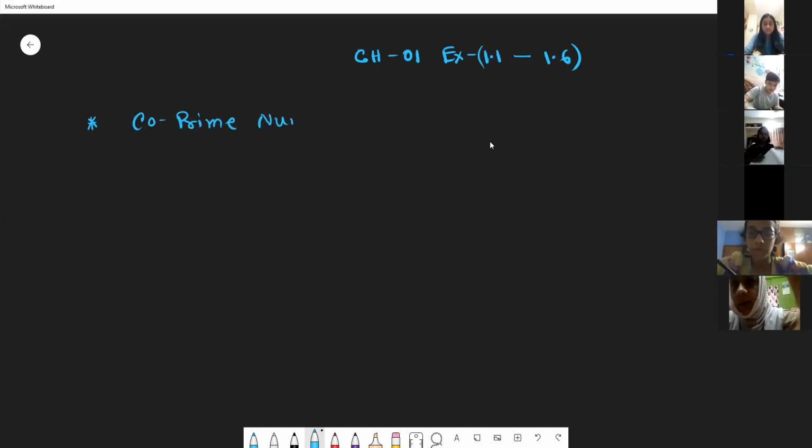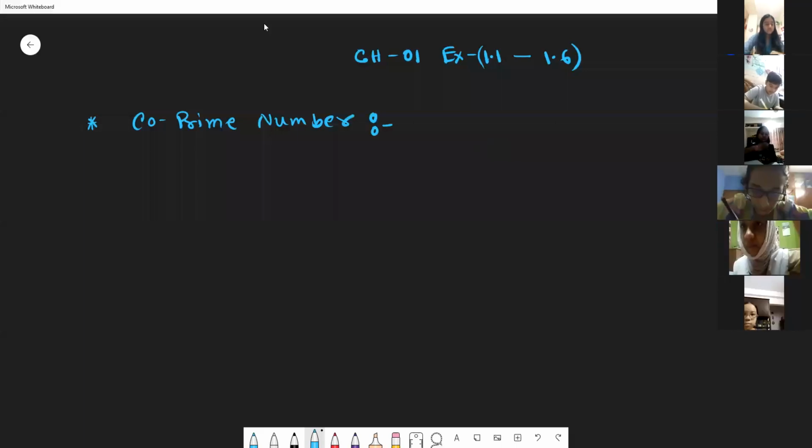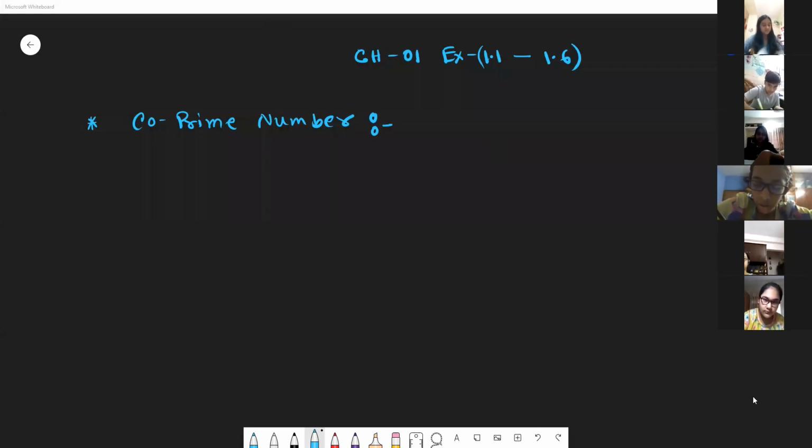Coprime number. Who can say the definition of coprime number? Anyone? What is coprime number? The number which is divisible with only one and the number itself is called coprime number. Coprime, but you have said the definition of prime number. Coprime number definition is a little bit different from the prime number.